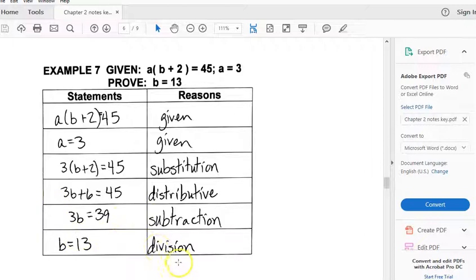So those of you who got this, did you get it right? A few people did. So substitution and transitive, for some reason, seem to be difficult ones for everyone. So just be aware of that so that you don't miss those.